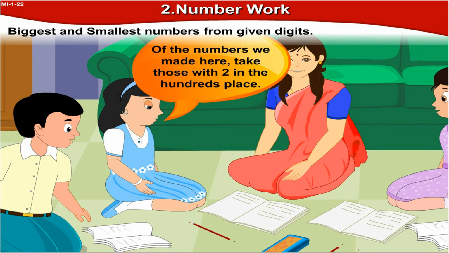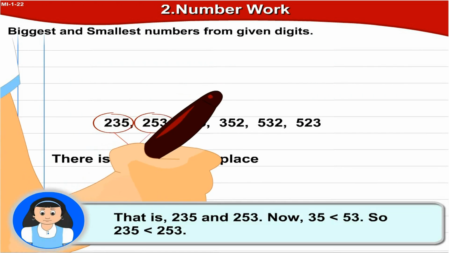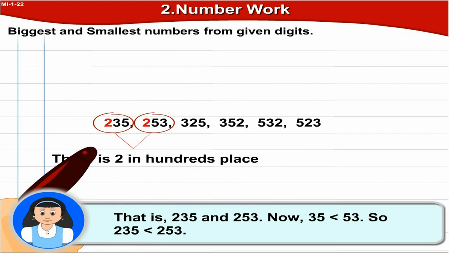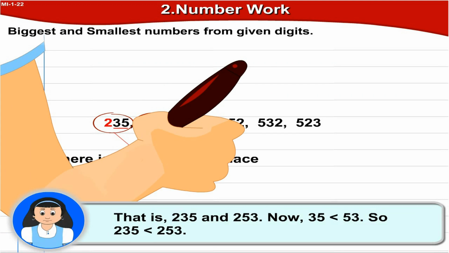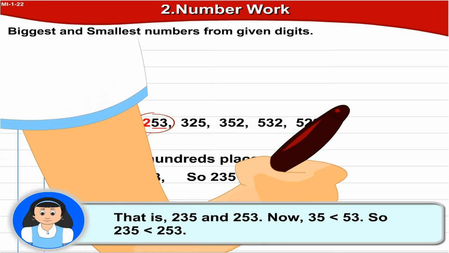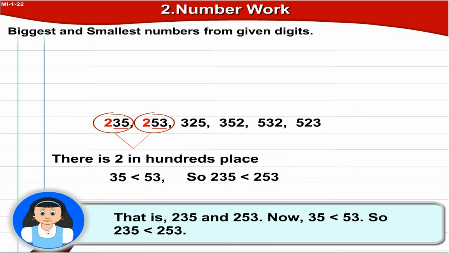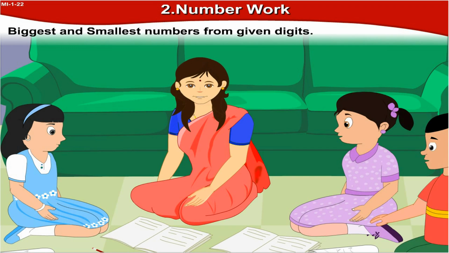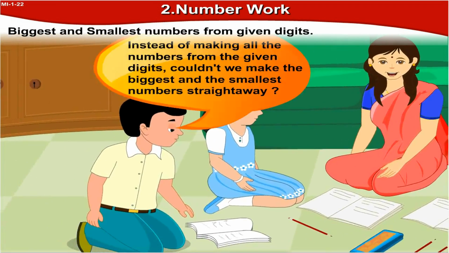Of the numbers we made here, take those with 2 in the hundreds place. That is 235 and 253. Now 35 is smaller than 53. So 235 is smaller than 253. Very good.